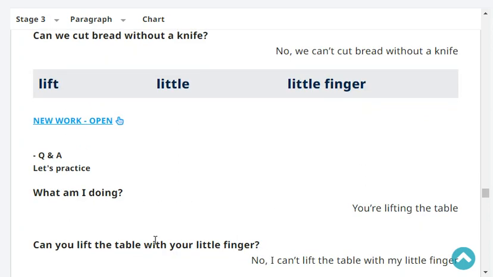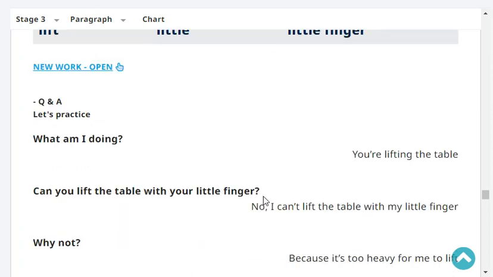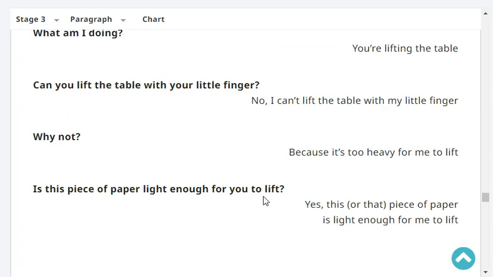Okay, next. What am I doing? You're lifting the book. Can you lift the table with your little finger? No, I can't lift the table with my little finger. Very good. Why not?